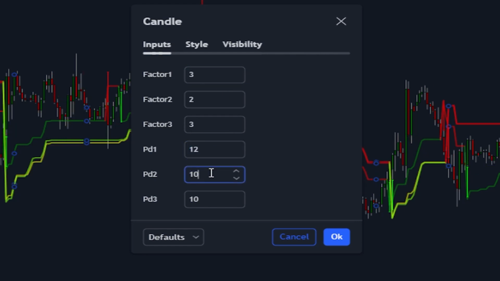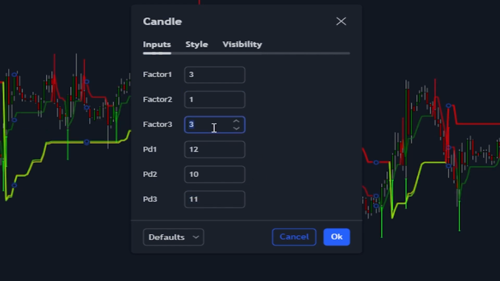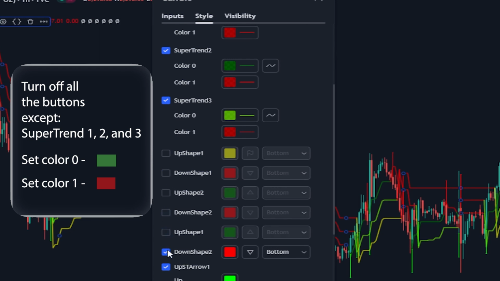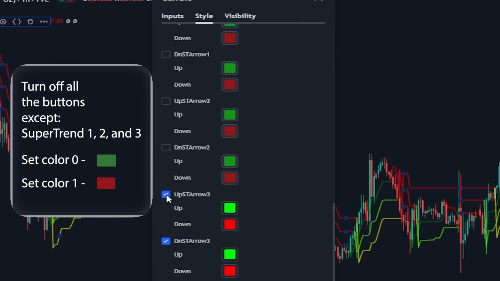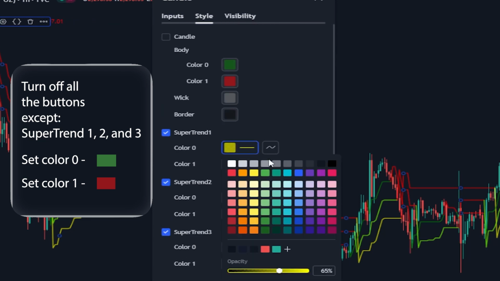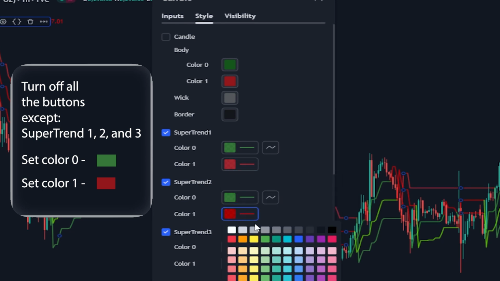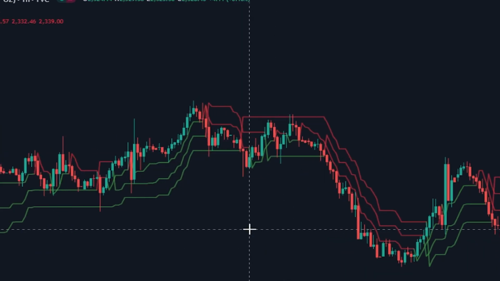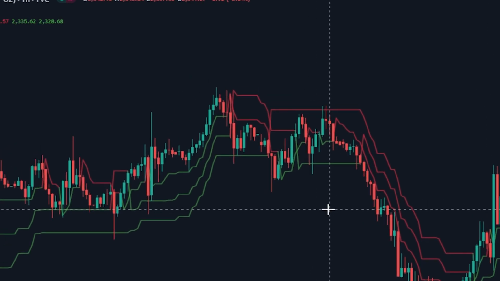For the next one, set it to 10 and then to 1. For the third one, set it to 11 and then to 2. Then go to the Style tab and turn off all the long and short icons. When you're done, your chart should look something like this. Let's go a little more in depth.